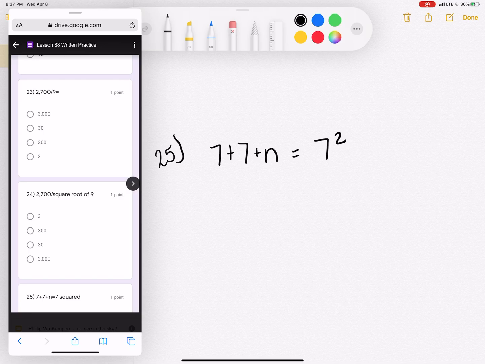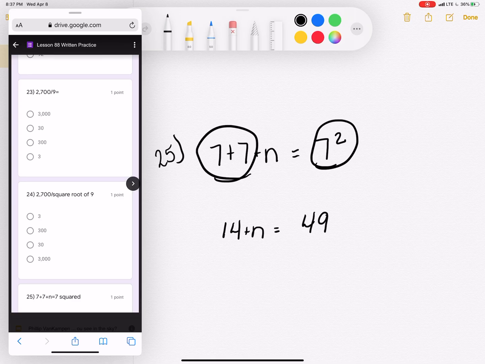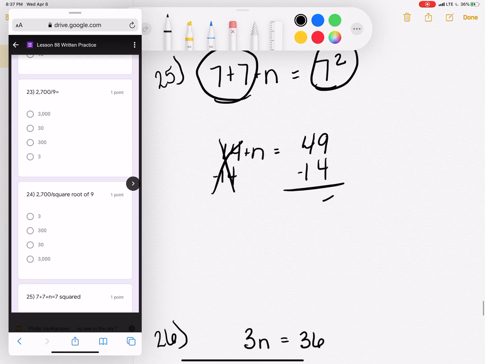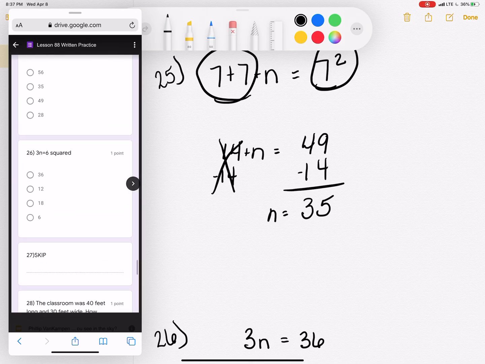Here you need to rewrite the problem and then solve. You need to do these two things, 7 squared and 7 plus 7. So this is 14 plus n equals 7 times 7, 49. Now you can isolate the variable. This will cancel out. Minus 14 over here, and you get n equals 35 on number 25.